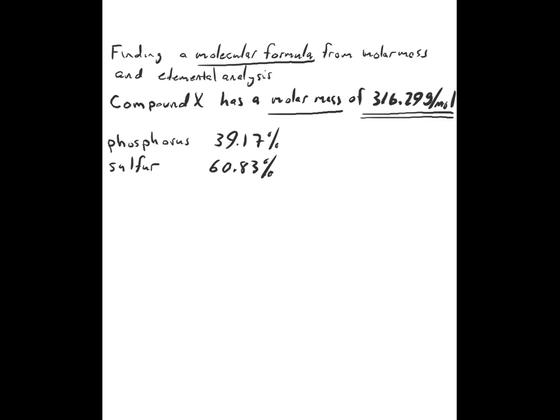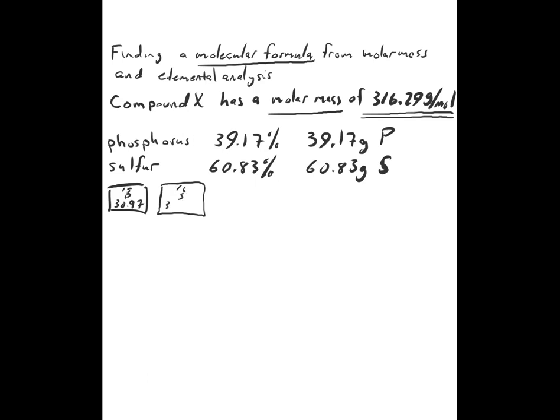Okay? So step one, assume your percentages are grams. Phosphorus is P. Remember, fluorine is F, phosphorus is P. Sulfur, 60.83 grams. So same thing as we did before. We're not changing the approach here at all. It's only at the end that this will be different. Now, let's look up those elements in the periodic table. Phosphorus is element number 15, and it has a molar mass of 30.97. Sulfur is actually right next to it. It's element number 16, and it's 32.07.